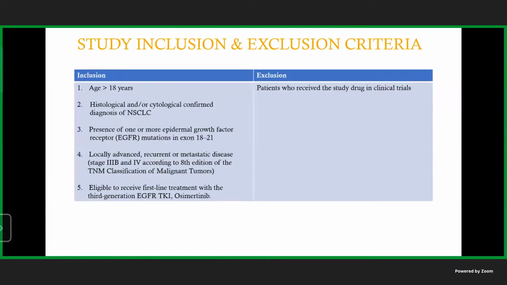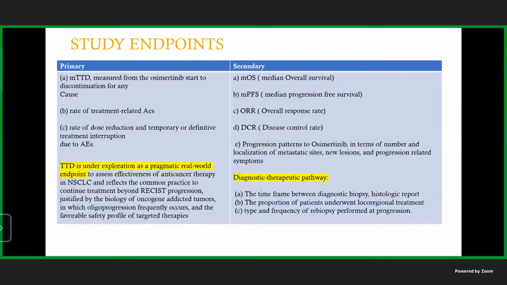So these are the inclusion and exclusion criteria. We have already discussed: age more than 18 years, histologically proven diagnosis of NSCLC, presence of EGFR mutation exon 18 or 21, locally advanced or recurrent disease, and patients who have received this study drug in a clinical trial were excluded from the treatment.